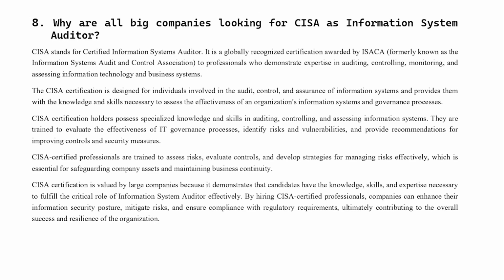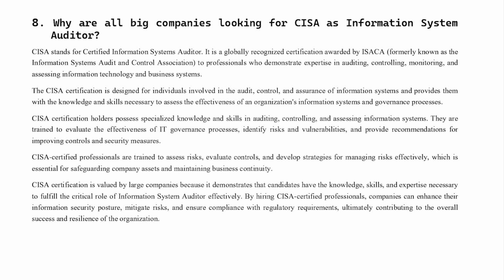8. Why are all big companies looking for CISA as Information System Auditor? CISA stands for Certified Information Systems Auditor. It is a globally recognized certification awarded by ISACA, formerly known as the Information Systems Audit and Control Association, to professionals who demonstrate expertise in auditing, controlling, monitoring, and assessing information technology and business systems.